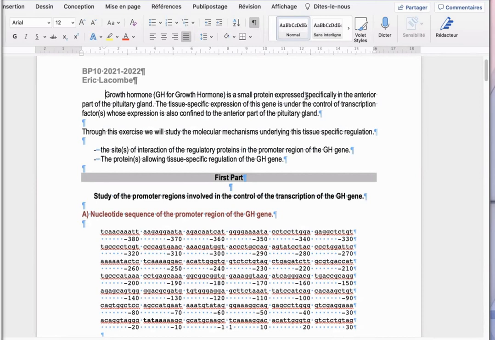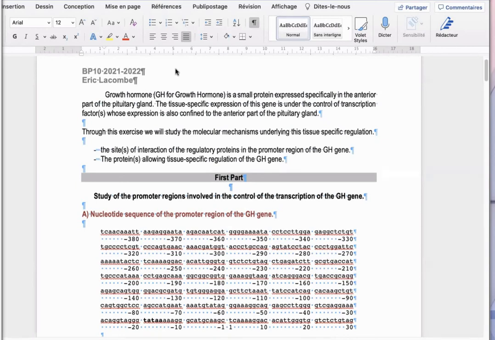It is specifically expressed in the anterior part of the pituitary gland. Do you know what the pituitary is? It's complicated to pronounce. There's a gland in the brain. In the brain, it's a very small gland at the back of the brain that produces plenty of hormones, and growth hormone. So we're going to study what are the transcription factors necessary for the expression of this GH gene in the anterior part of the pituitary.